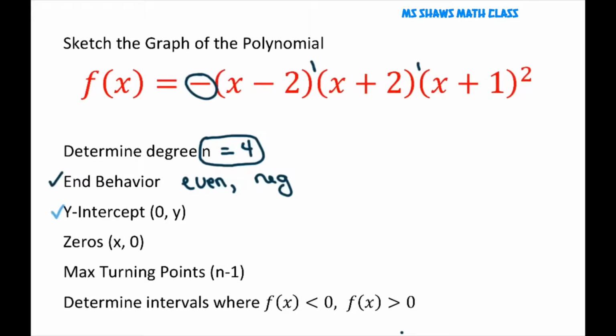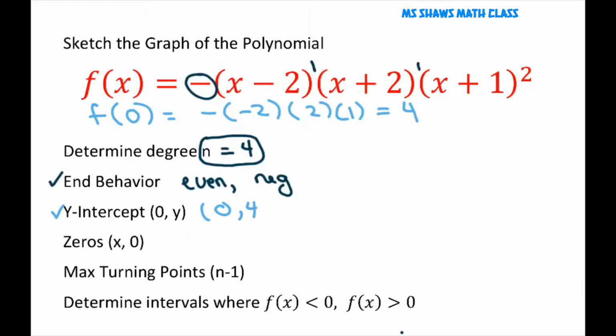We have the y-intercept, so you let x be 0. Fill that in. So that's going to be 4. When x is 0, y is 4. And then we're going to look at our zeros. That's when y is 0. So that would let this be 2. 2 minus 2 is 0. Negative 2 plus 2 is 0. And negative 1 plus 1 is 0.